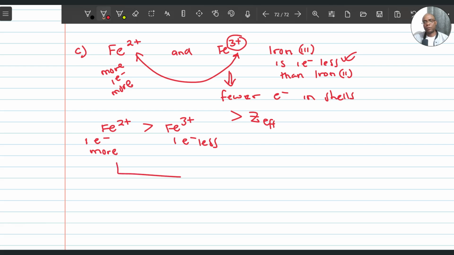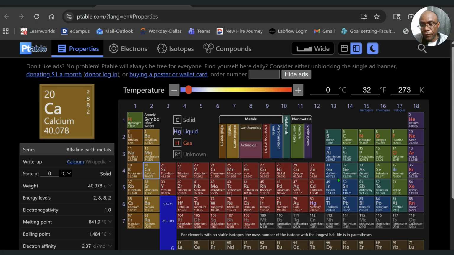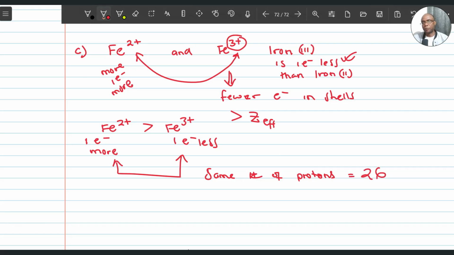Remember, both of them have the same number of protons. The atomic number of Fe is 26. So both of them have the same number of protons, 26. So the 26 protons attracting the smaller number of electrons will be more effective, making the atomic radius reduce in iron 3+.